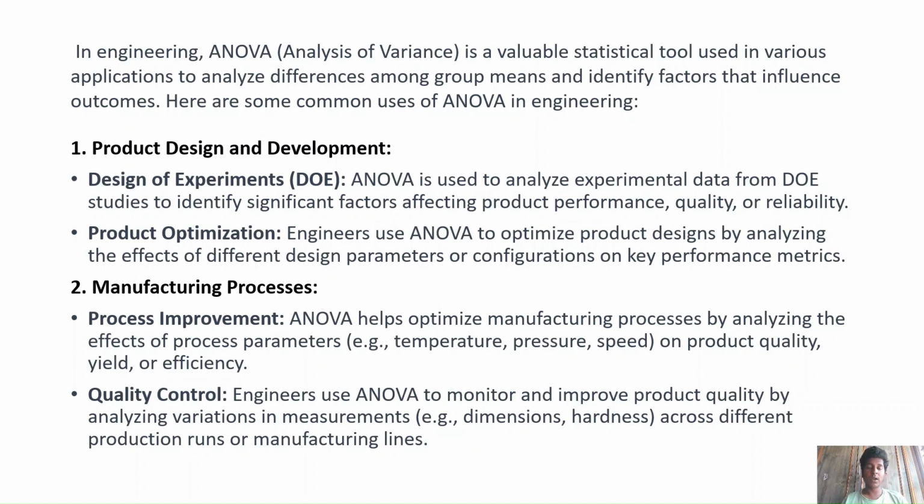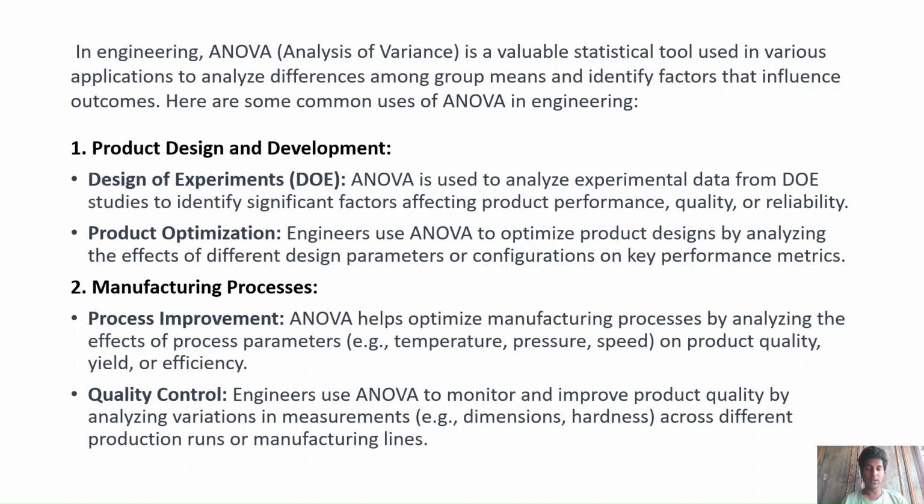Design of experiments. ANOVA is used to analyze experimental data for DOE studies to identify significant factors affecting product performance, quality, or reliability. Product optimization. Engineers use ANOVA to optimize the product design by analyzing the effect of different designs, parameters, or configurations on key performance metrics.